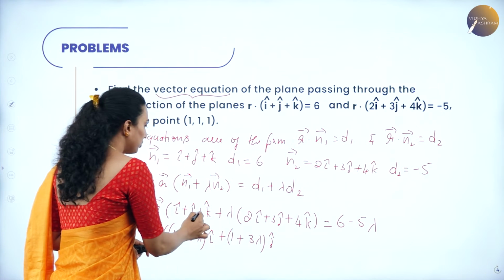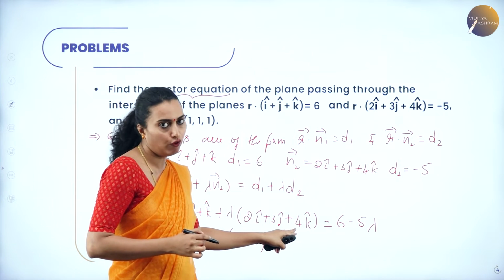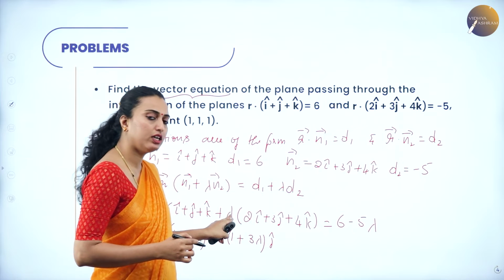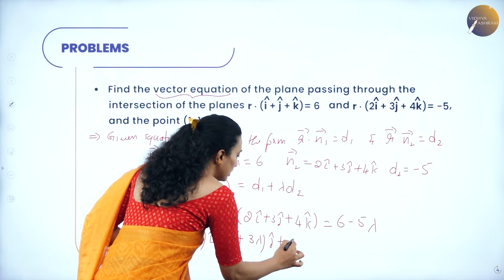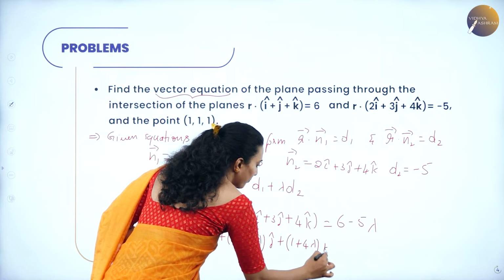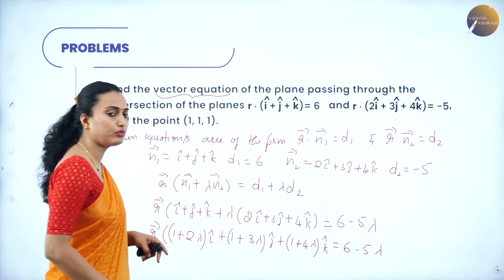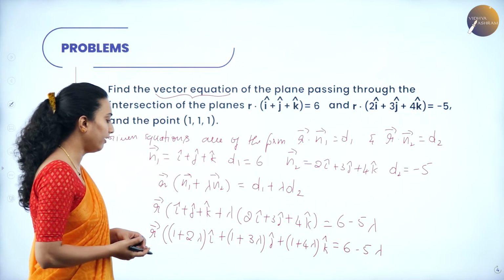Correct. Similarly, you can add with this the coefficient of k, here 1. You can multiply 4 lambda here. So therefore, you can take k as a common factor. 1 plus 4 lambda into k is equal to 6 minus 5 lambda. Note down what I have done.